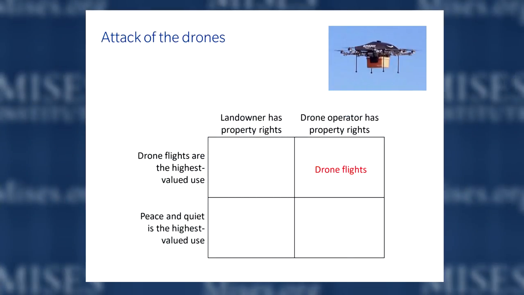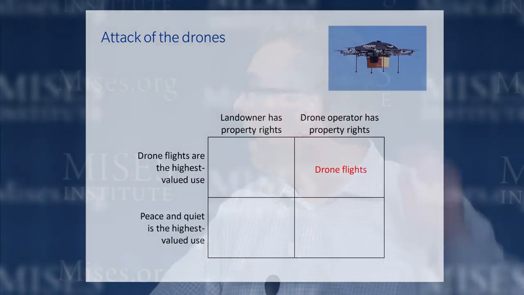So suppose that the legal system says Amazon has the legal right to fly above your house, and you don't really care that much if drones fly above your house. What would we actually expect to see? A lot of drones flying above your house. We would expect to see drones flying in a world where drone operators have the legal right to fly above your house, and that's more valuable than you keeping the drones away.